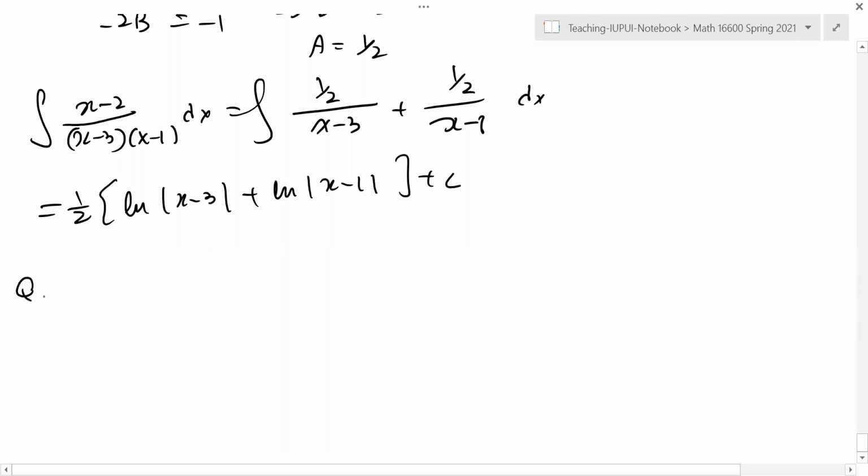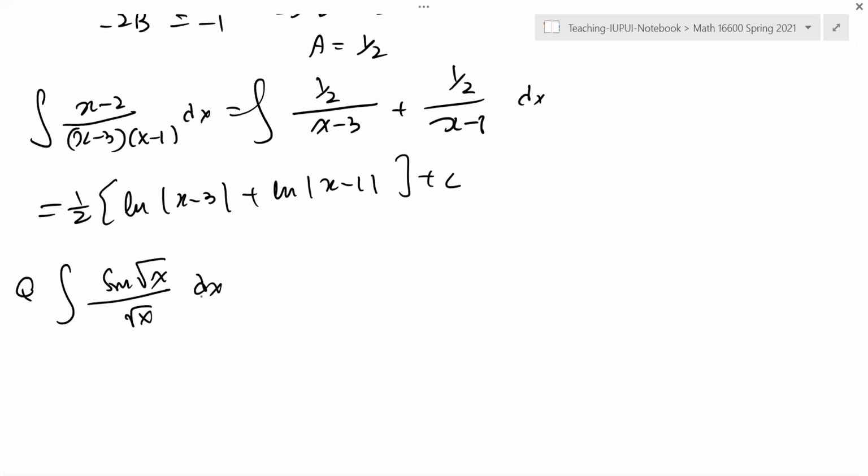All right, let's try this. Okay, please work on it. Okay, it's sine of square root of x divided by square root of x. Okay, please do it.